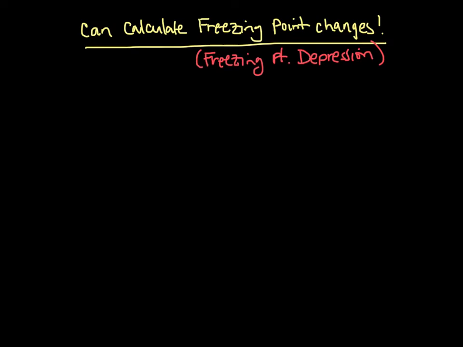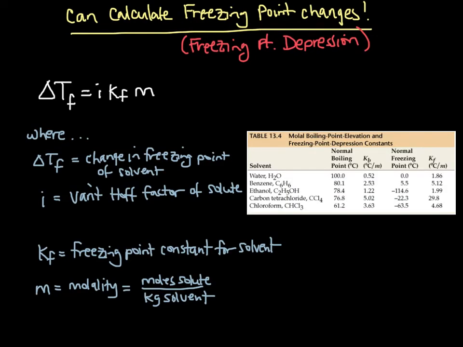To calculate freezing point changes of a solvent, you will need this fun equation right here. This equation is delta Tf equals i Kf m. The parts of this equation are as follows. Delta Tf is equal to the change in freezing point of your solvent.